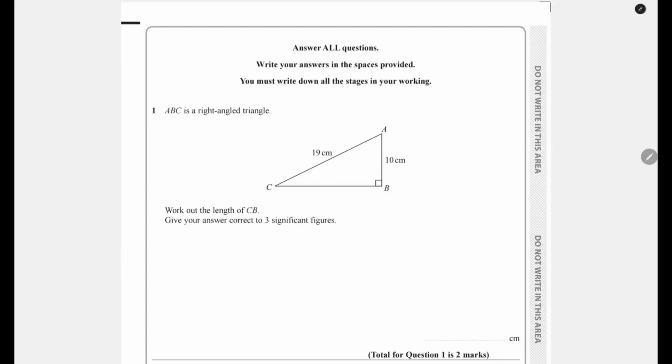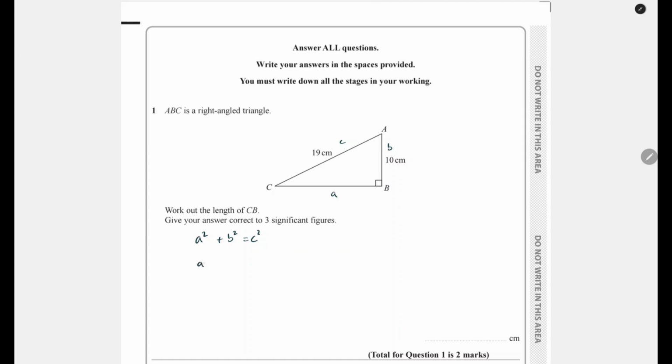Question 1 says ABC is a right angled triangle. Work out the length of CB, give your answer to three significant figures. To answer this question, we need to use Pythagoras' theorem. Pythagoras' theorem says that a squared plus b squared is equal to c squared, where c is the hypotenuse. So if I label my triangle, I'll call this side A, side B, and side C.